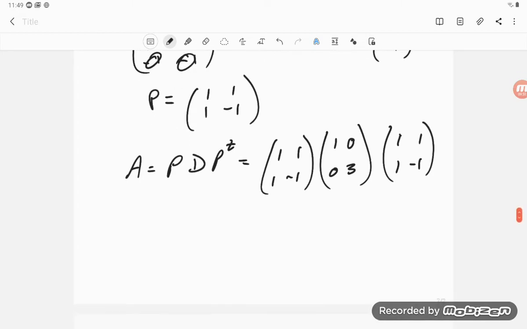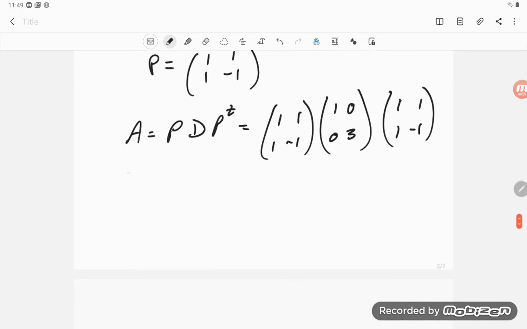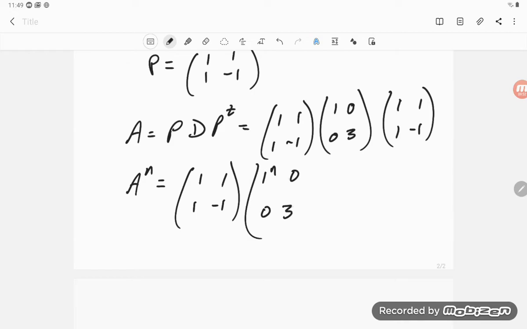Okay, so then what we know is A to the n is equal to the matrix 1, 1, 1, -1, times 1 to the n, so that's easy enough, and 3 to the n, and the matrix 1, 1, 1, -1, like that. So we're trying to verify what they end up saying A to the n looks like.